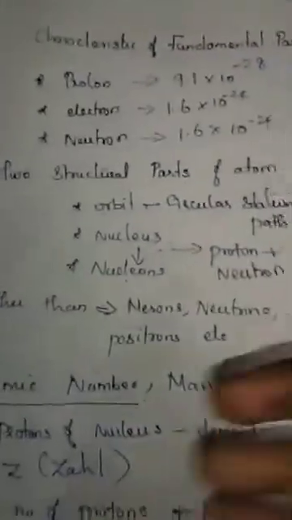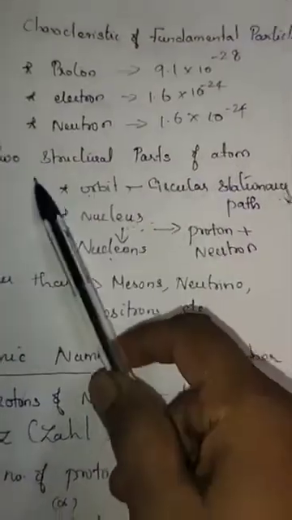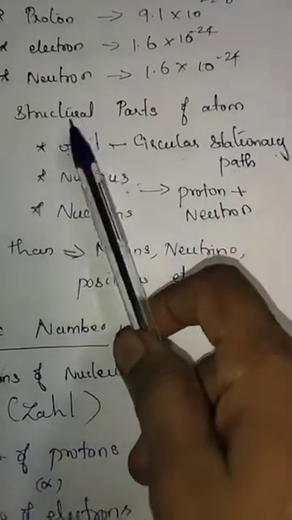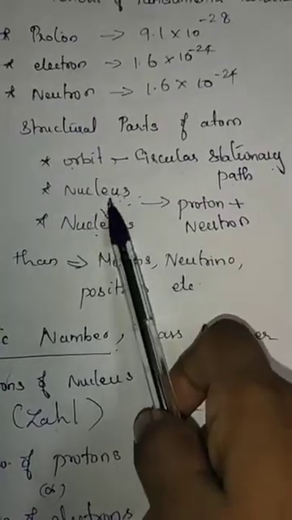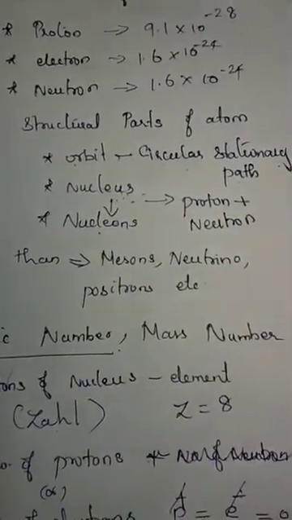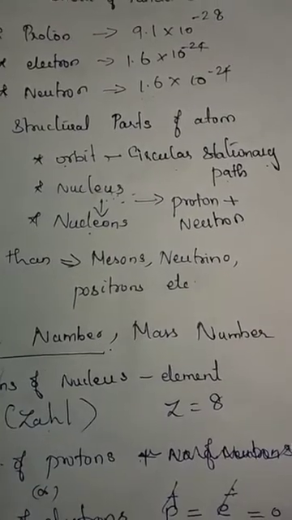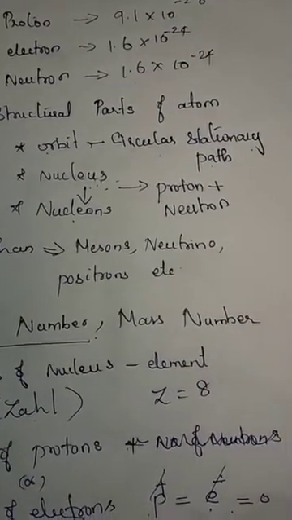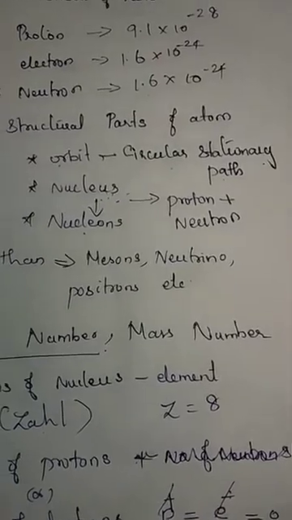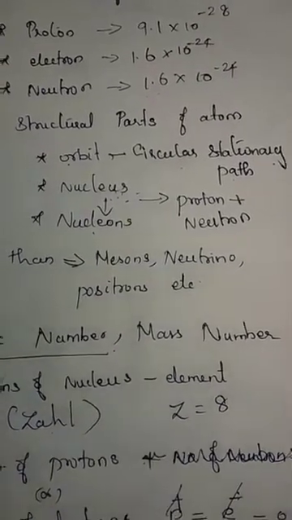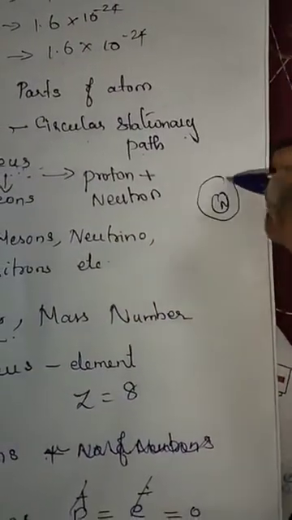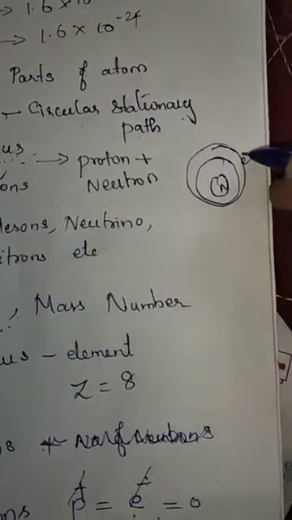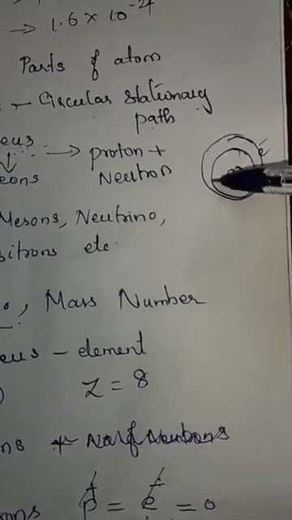The next one, two structural parts of an atom. An atom contains mainly two parts. They are orbit and nucleus. What is orbit? Orbit is defined as the stationary circular path in which the electrons revolve around the nucleus, isn't it? For example, this is the nucleus, and these are the circular paths in which the electron revolves. The circular stationary paths are called what? Orbit. So an atom has two parts.